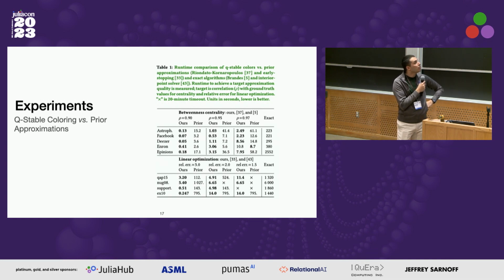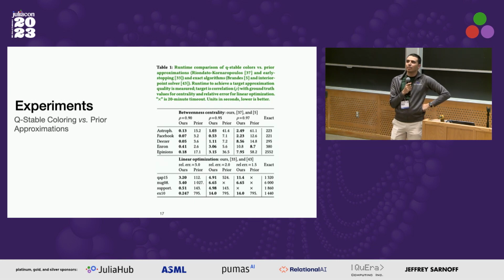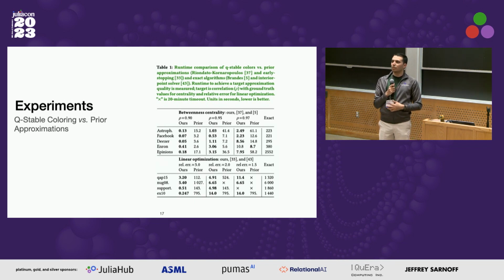For linear optimization, I'll say the caveat, of course, is we tested with open source solvers. We tested with Julia's Tulip and its early stopping features. It lets you stop the problem early and get a not necessarily optimal answer, but close enough.